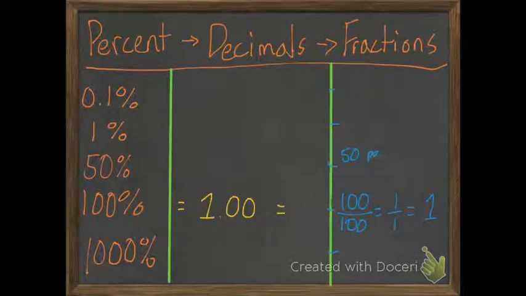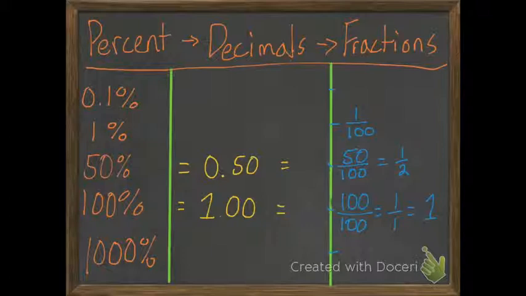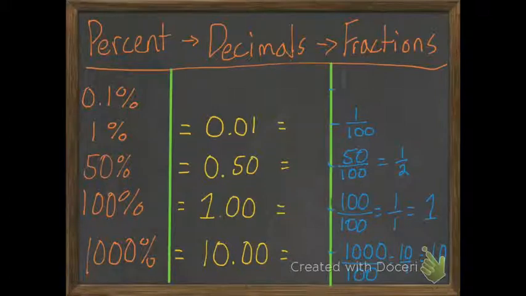Now let's look at 50%. That means 50 per 100 or 50 over 100, which we can reduce to 1/2. This equates to our decimal being 0.50. 1% means 1 per 100, or 1 over 100. When I convert to a decimal, it's 0.01. Now looking at the larger number, 1,000% means 1,000 per 100 or 1,000 over 100, which I can reduce to 10 over 1, or 10. So its decimal form is 10.00.